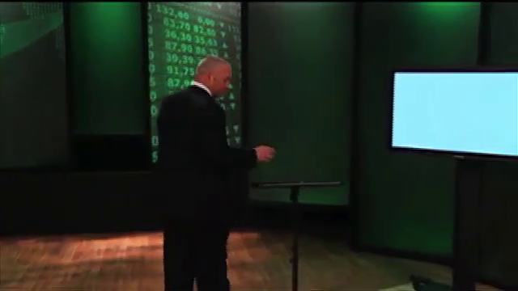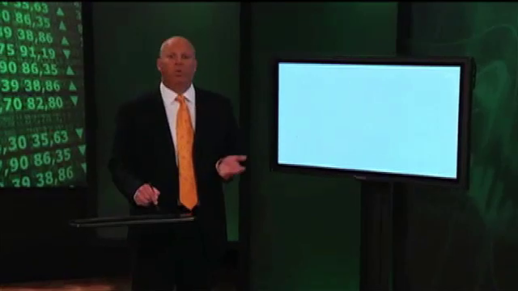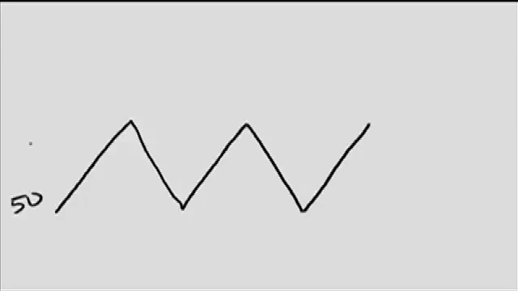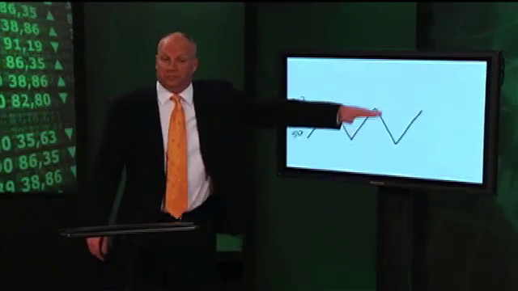Let's take a look at some basic chart patterns. Let's say you have a stock that's simply trading in a very simple pattern between support and resistance. Here's a stock, let's say it's Newmont Mining. It's a good example. Stock trades between $50 and $60 a share. This is what's called a trading channel.